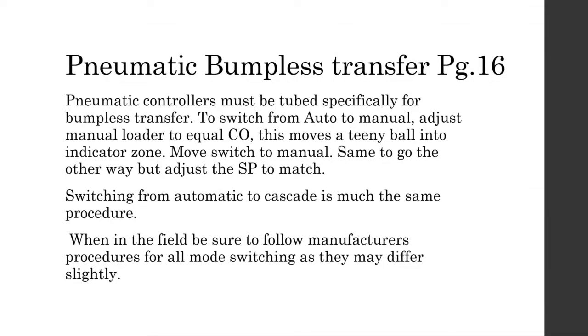And when you get into that zone, it tells you that you're balanced between the two controllers and you can move that switch to manual. It's the same thing to go the other way, but you have to adjust the set point to match. So switching from automatic to cascade is more or less the same procedure.